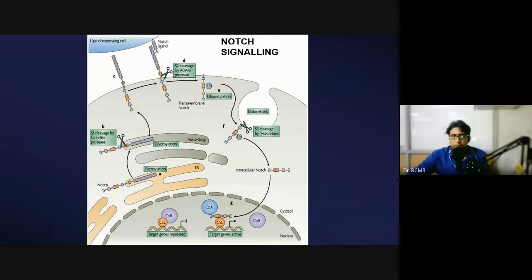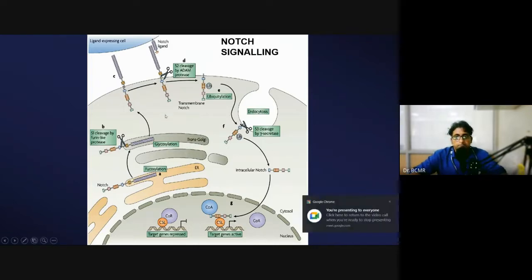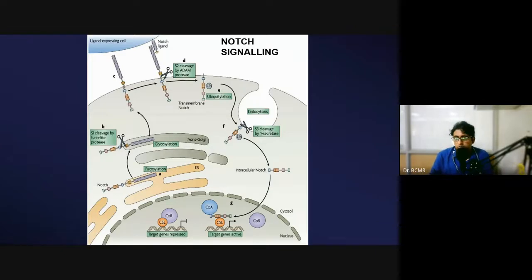Okay, good afternoon, everyone. In today's class, we will continue from where we left off. We were discussing cell signaling pathways that are involved in stem cells as well as in cancer stem cells, right? There are many signaling pathways that influence them, but we were discussing three of them: Notch signaling, Wnt signaling, and hedgehog signaling. The first one was Notch signaling.